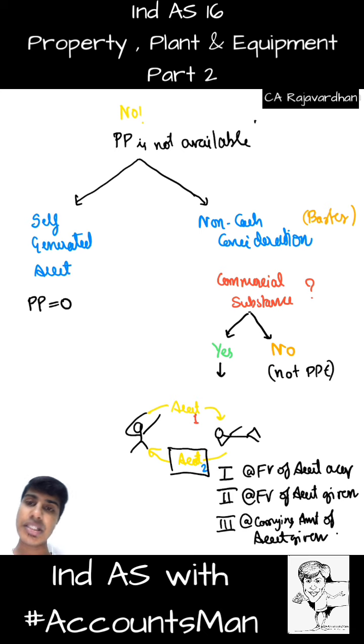So there are 3 priorities. Number 1, the asset that I acquired, I'll try to recognize the fair value of that asset and record the asset at that value. If that is not available, then I'll try to identify the fair value of the asset that I gave. If that is also not available, then I will go to the carrying amount of the asset that I gave, and the asset that I got will replace the asset that I gave.